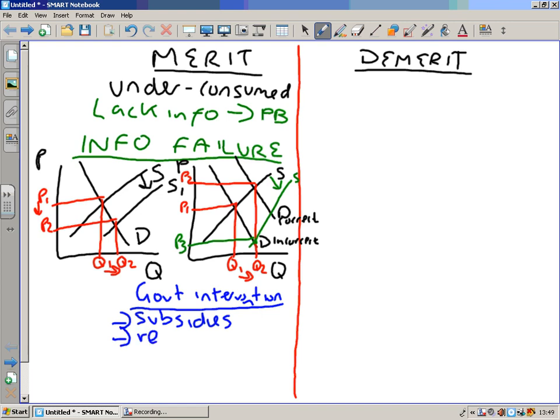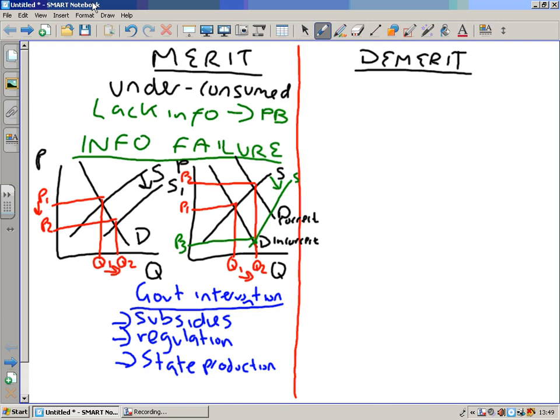We can use regulation. We can make it a legal requirement to consume merit goods. We can make it a legal requirement for people to go to education. Therefore they realise more benefits for themselves. We can also use state production. So what we mean by this is the government can provide merit goods, normally free of charge. They produce them, then people consume them in greater quantities. So there are some different options there.